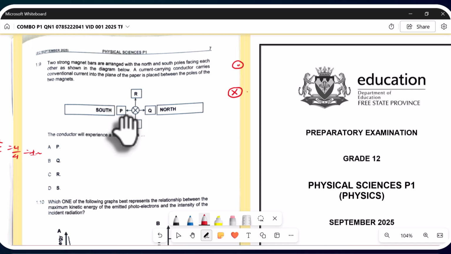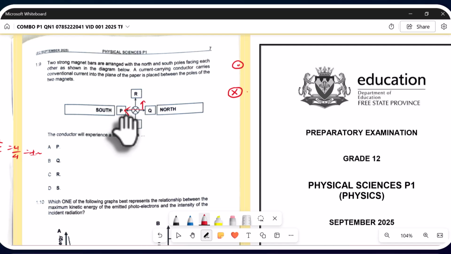It is C. You hold your fingers at 90 degrees to each other, whereby the first finger is from north to south, and then the middle finger is facing the paper you are holding right now. And then the thumb is going to be facing, in this case, where the R is. So that's where the conductor will move towards too.